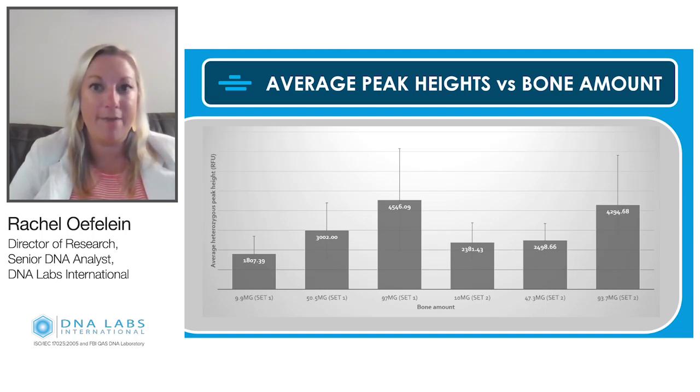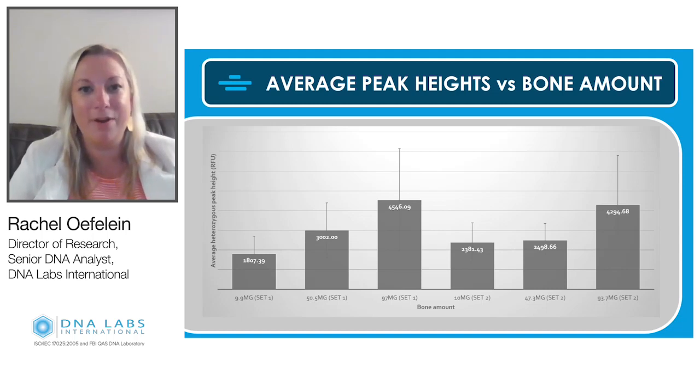Here we have our average peak heights plotted against the bone amount. So you can see as expected, the higher the input of your bone amount, the higher your RFUs. And you can see pretty comparable between the two. Set 2 had maybe a little bit less, more around 2,500 RFUs, whereas set 1 was around 3,000. And that one has almost 3 milligrams left, but I think it's actually just coincidence because they're pretty comparable. So I don't think those 3 milligrams really made or broke it for those RFUs.